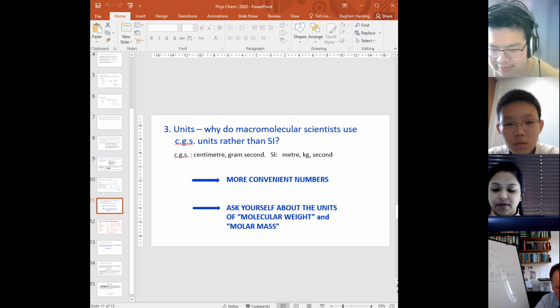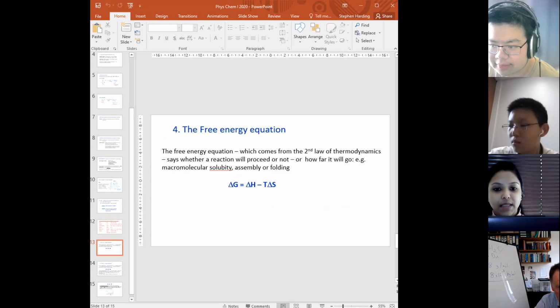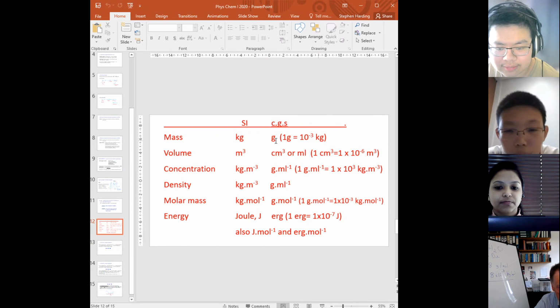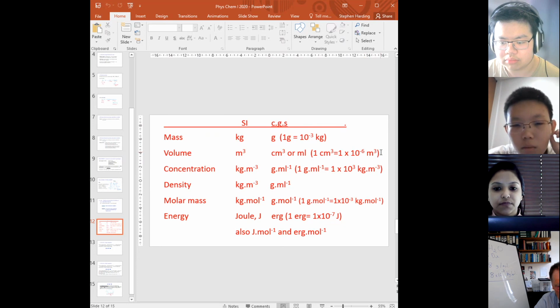Okay, so before we have a break, these are the various conversion factors between units that you need to be familiar with. So kilogram, SI, CGS is a gram. 1 gram is 10 to the minus 3 kilograms. Volume, SI is meter cubed. In CGS, it's centimeter cubes or a milliliter. Milliliter is the same as a centimeter cubed. And 1 centimeter cubed or 1 mil is 1 times 10 to the minus 6 meter cubed.